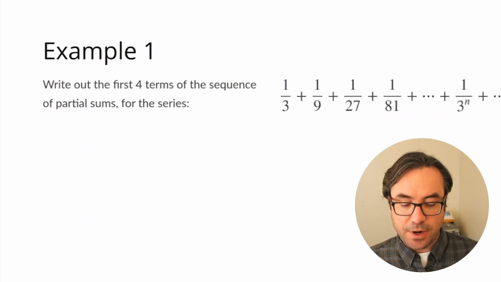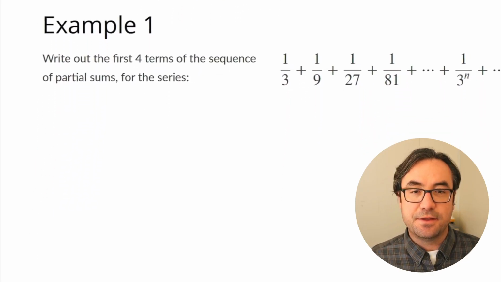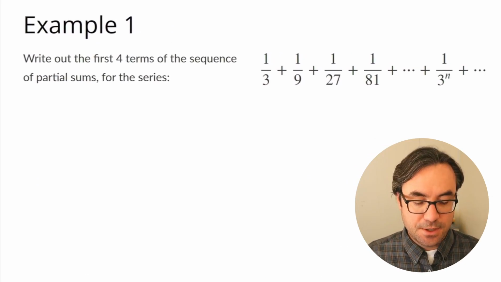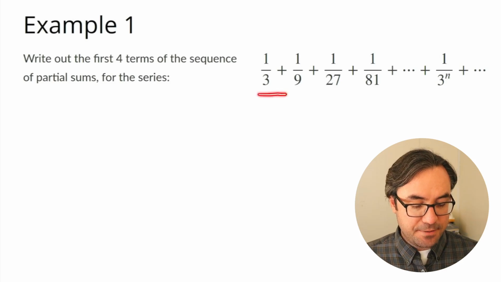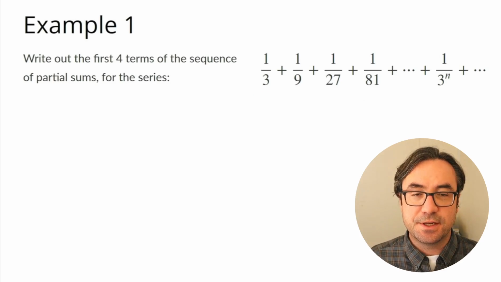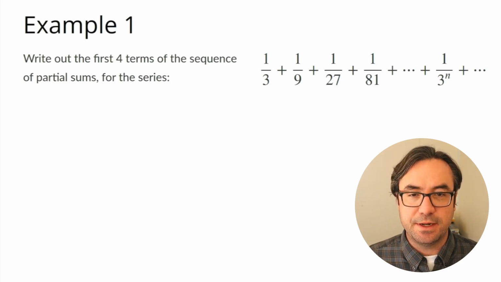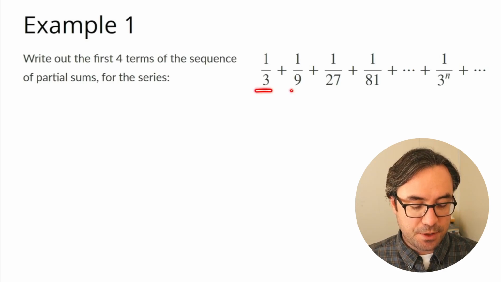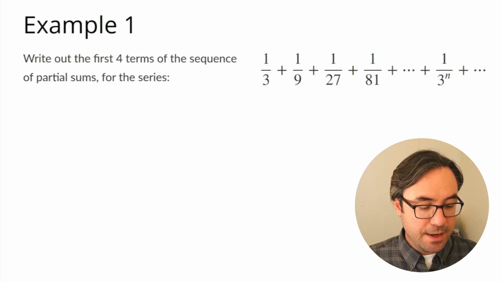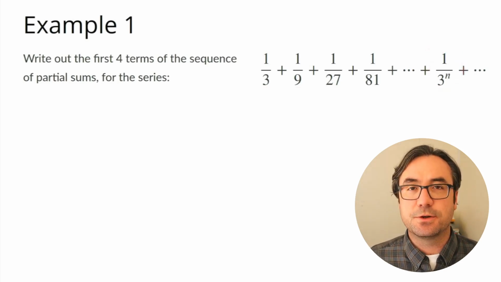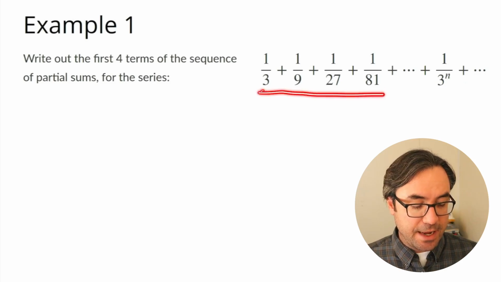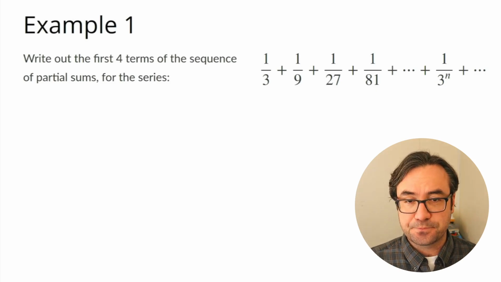So let's get a little practice calculating these partial sums. So we have a series here, an infinite series, and here we've just explicitly written it out. So we have 1/3 plus 1/9 plus 1/27 plus 1/81, and it keeps going. The general term here is 1 over 3 raised to the power n. And essentially, we're trying to add all these terms together.